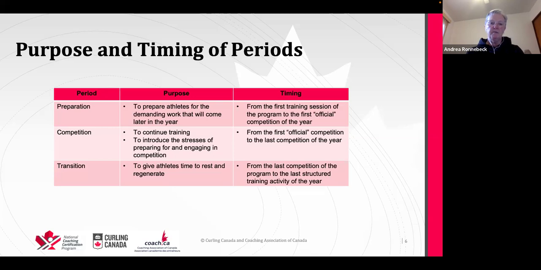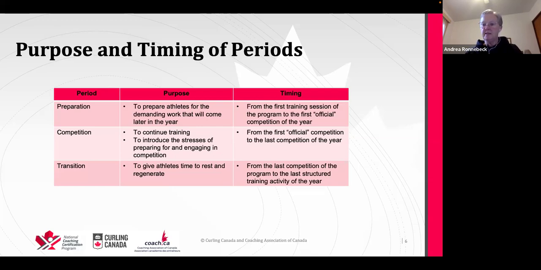It gives athletes time to rest and recover. During this period, athletes have an opportunity to participate in active rest, perhaps taking up other fun sports or activities to give their minds and bodies a rest. The period can be anywhere from a couple of weeks to a month or longer.